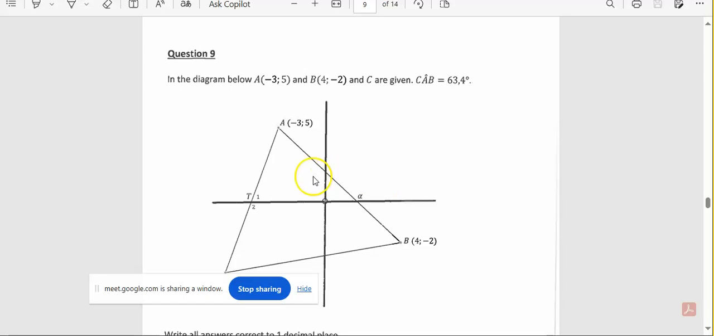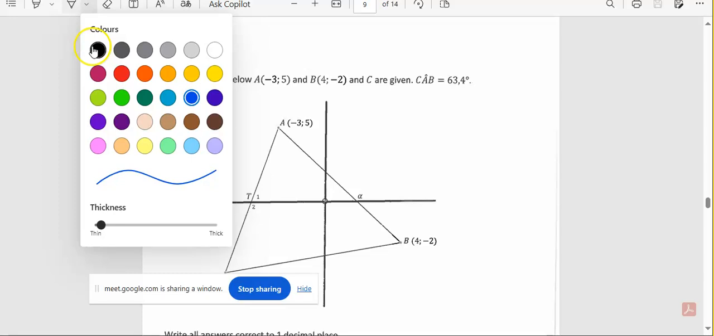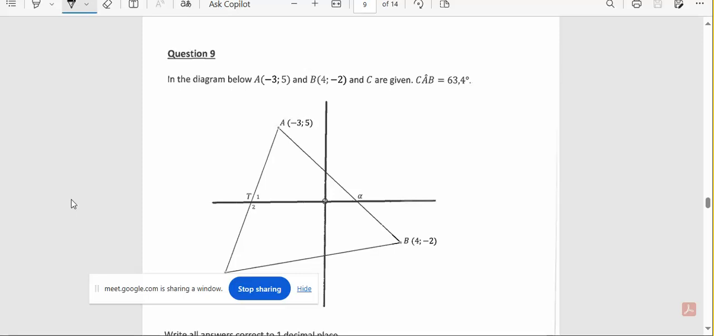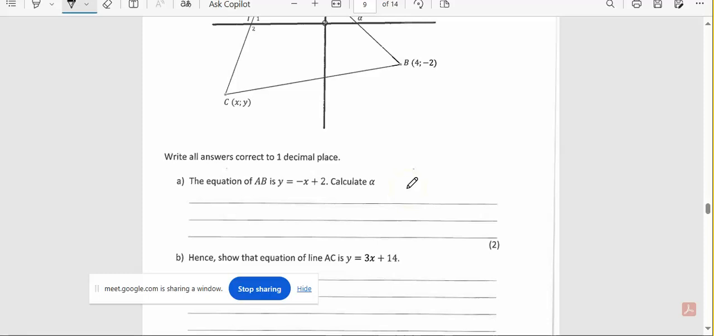Then we are given angle A of AB as 63.4. Do you know which angle is given? Which angle are we talking about? Exactly, angle A. So now I'm going to indicate this angle as 63.4 degrees. So now we can start to answer some of the questions.